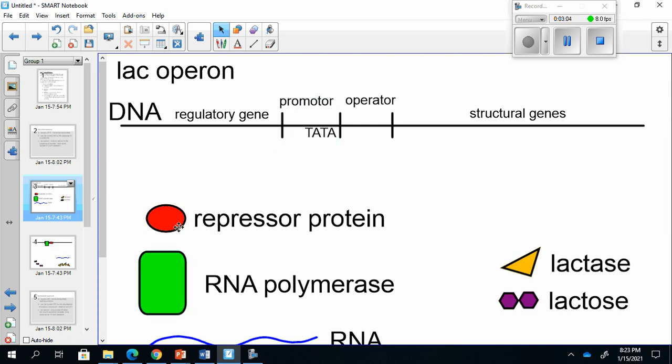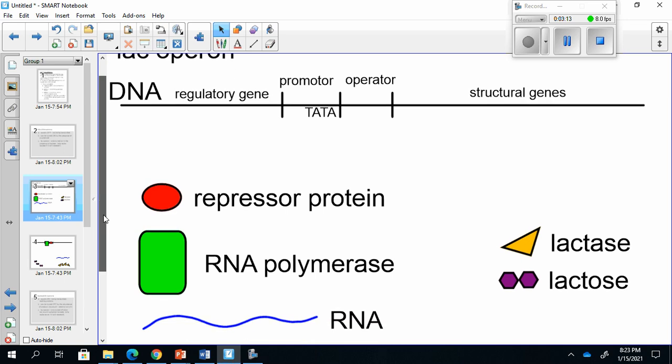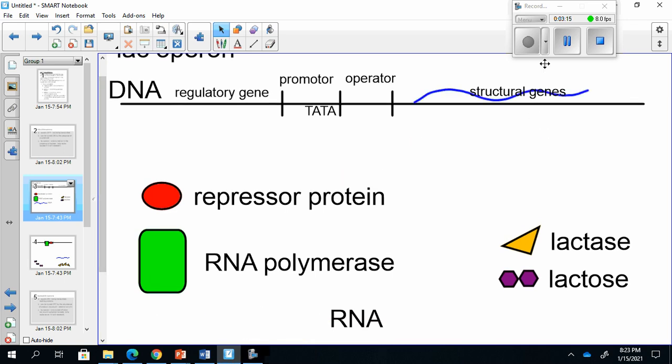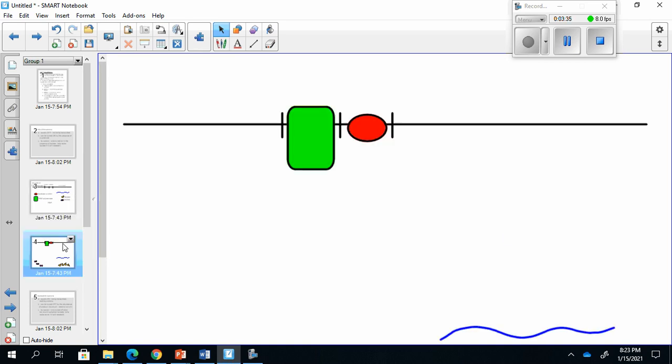The operator is the on-off switch. This is where the repressor protein can bind. The structural genes are the genes that make messenger RNA. So this is the thing that we actually care the most about, these structural genes. They make the RNA to make the proteins. So in our example, this is going to be the protein they make, lactase, and this is the job they do. They got to break apart lactose. All right, so we're going to get started with our Lac Operon here.